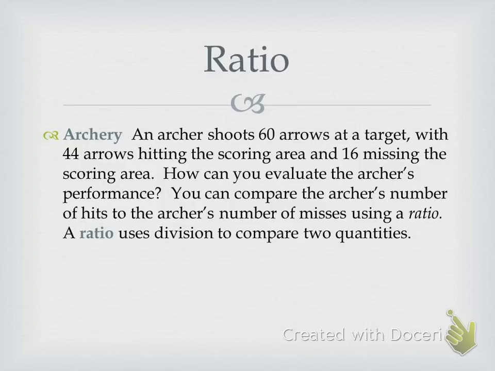And it gives us this example. It says an archer shoots 60 arrows at a target, 44 of them hit the scoring area, and 16 of them missed. How can you evaluate their performance? Well, you can evaluate it by using a ratio. I am on page 269, just in case you want to look along with me at that example.